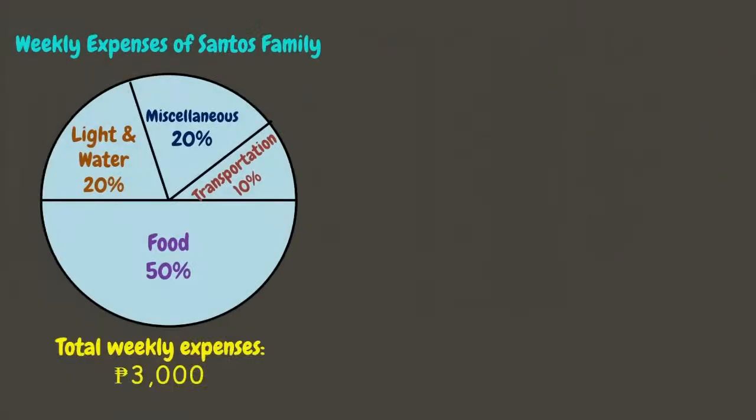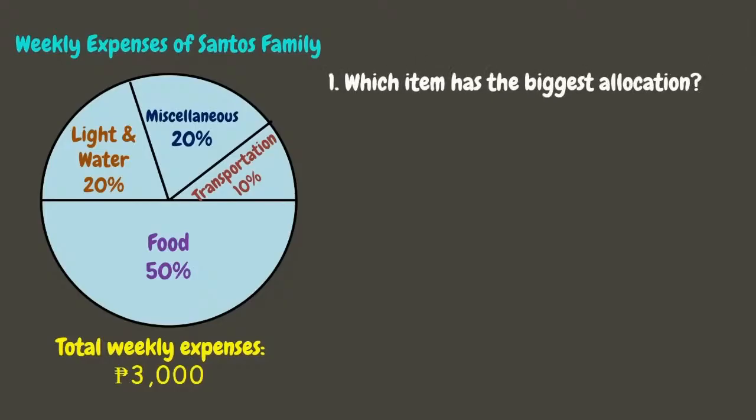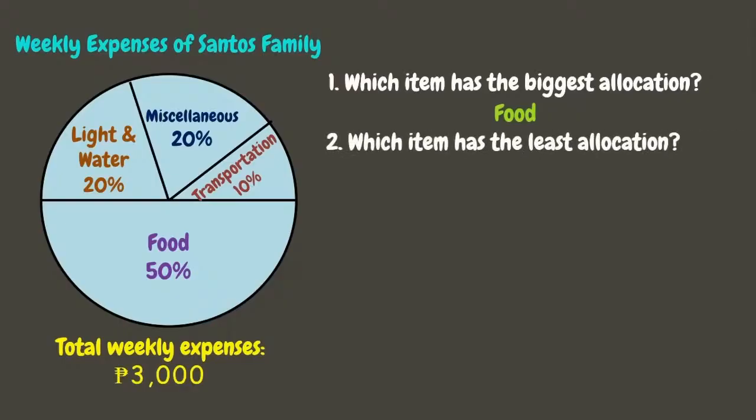Awesome! Now that we are already done with constructing the pie graph, it's time to interpret it by answering some guide questions. Number 1. Which item has the biggest allocation? Here, we can see that the biggest portion of the whole is food, which is 50% of the expenses. Let's have number 2. Which item has the least allocation? Here, it's obvious that the transportation has the least or smallest amount of allocation, which is only 10%.